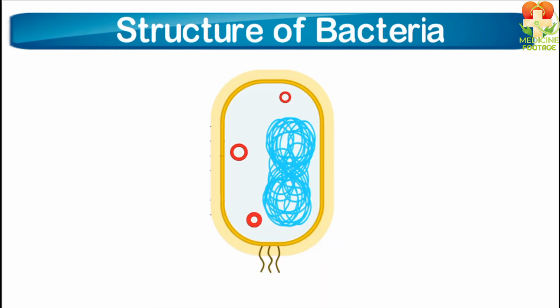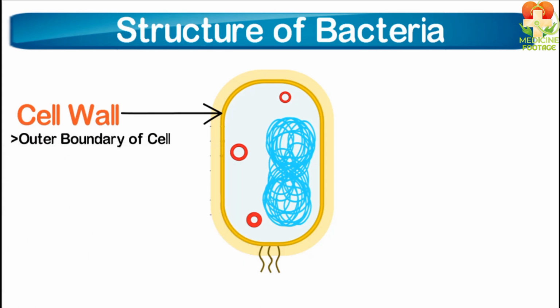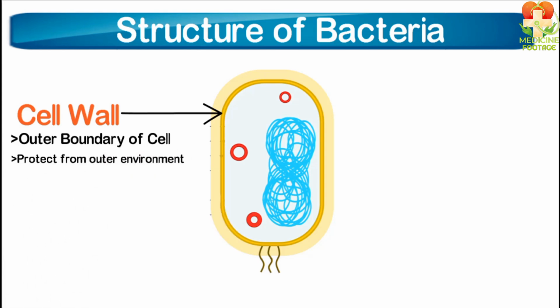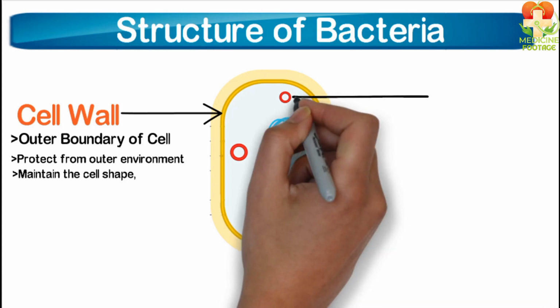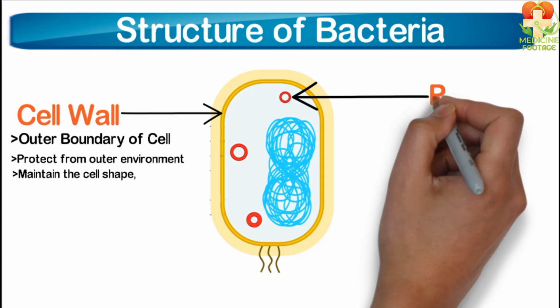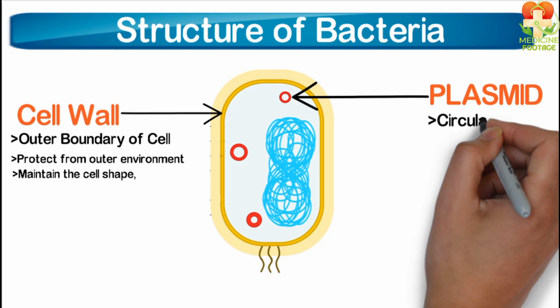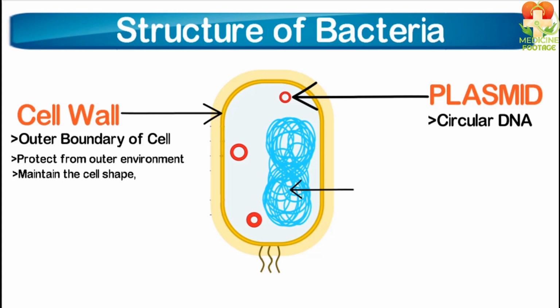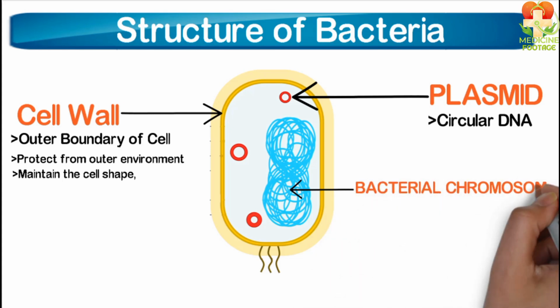This is the structure of bacteria in front of you. In this, you can see that the outer boundary of bacteria is called the cell wall. The function of this cell wall is to protect the bacteria from the external environment. Then you can see this circular DNA, which is inside the bacteria and is called plasmid. The other DNA is chromosomal DNA, which is the bacteria's own DNA.